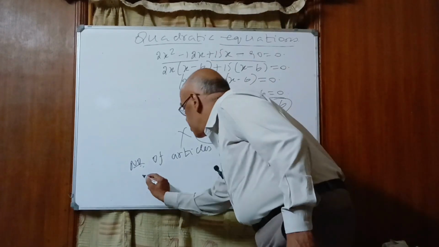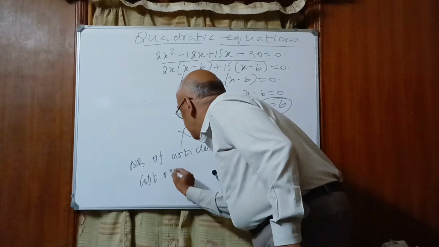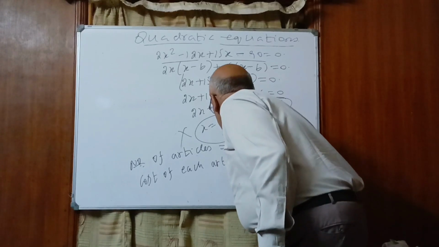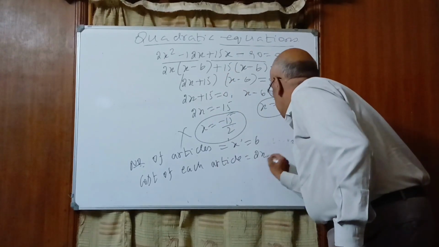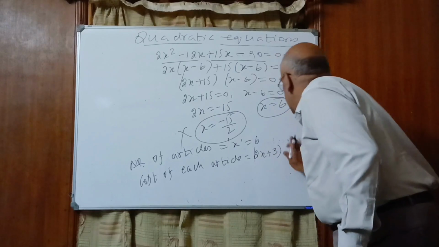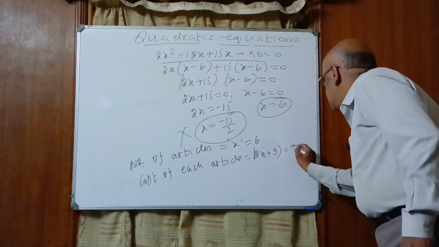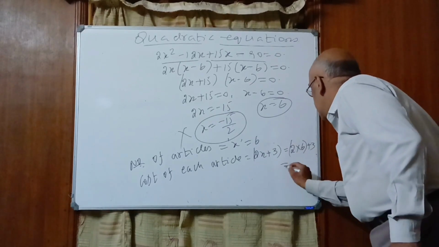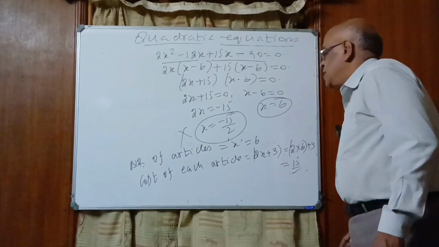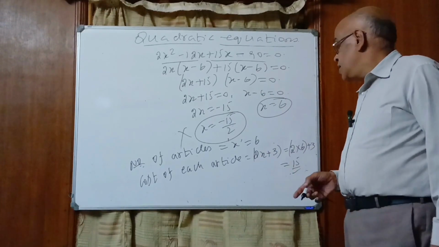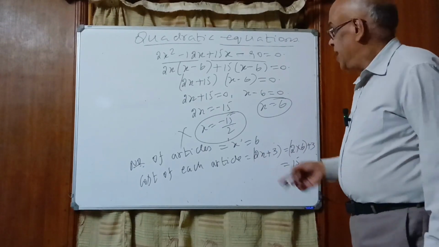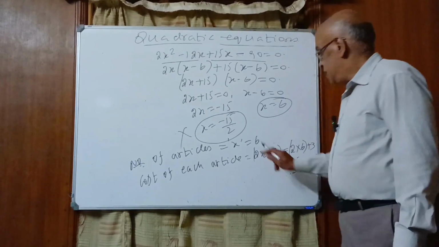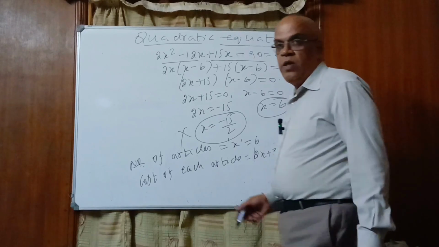Cost of each article was how much, children? 2x plus 3. What is the x value? 2 into 6 plus 3. 2 6s are 12, 12 plus 3, 15. Isn't it, children? What was the total cost? Total cost was 90. 6 into 15, 6 15s are 90. Yes or no, children? 6 15s are 90. It tallies.